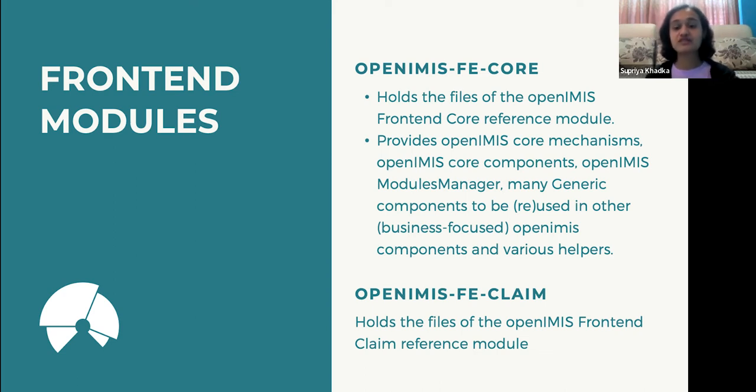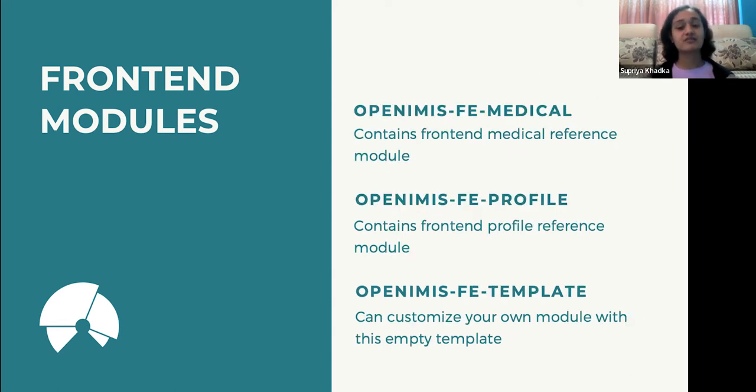We have openIMIS front-end core. It holds the files of the openIMIS front-end core reference module. It provides openIMIS core mechanisms, openIMIS core components, openIMIS modules manager, and many generic components that can be used and reused in other business-focused openIMIS components, and various helpers. We have openIMIS front-end claim. It holds the files of the openIMIS front-end claim reference module. We have the openIMIS front-end medical, which holds the information of the front-end medical reference module. We have openIMIS front-end profile, which contains the front-end profile reference module.